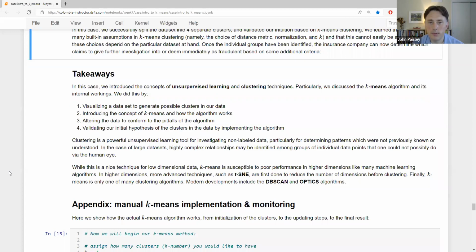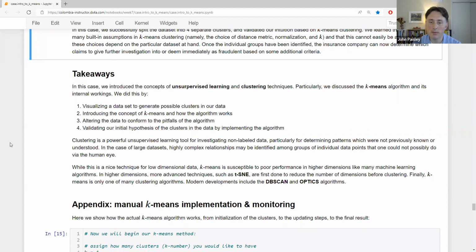Okay, so to conclude, we'll probably end about 10 minutes early. In this case, we introduced the concept of unsupervised learning and clustering techniques. Specifically, we talked about k-means and how it works, what it does. We introduced the concept of k-means. We talked about the algorithm for learning it.